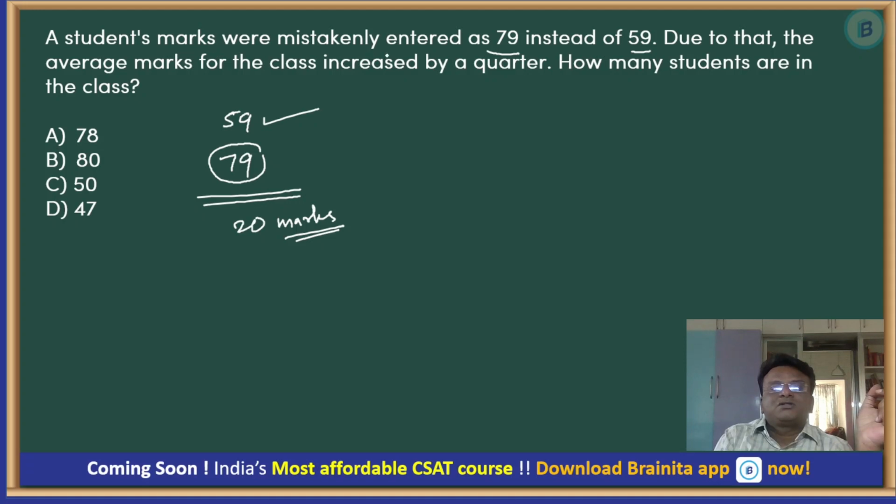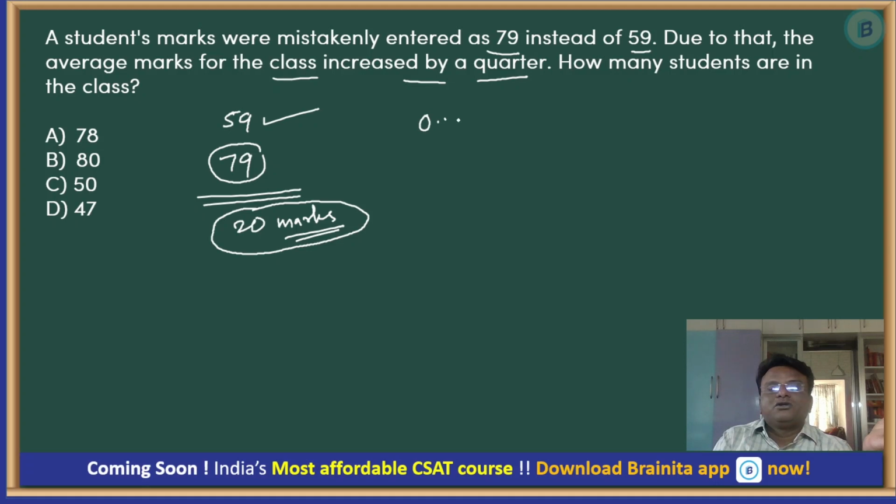Right? A student's marks were mistakenly entered as 79 instead of 59. तो 59 करना चाहिए था, लेकिन 79 किया, मतलब जितना करना चाहिए था उससे 20 ज़्यादा किया. Okay, I hope you got this until this point. But what happened because of this? Due to that, the average marks of the class increased by a quarter.